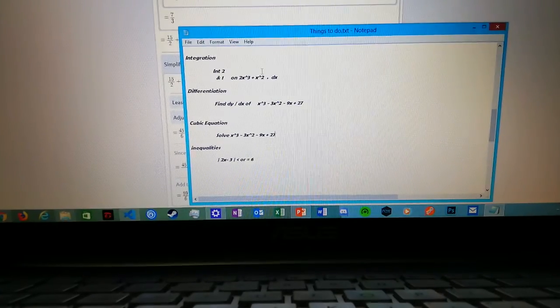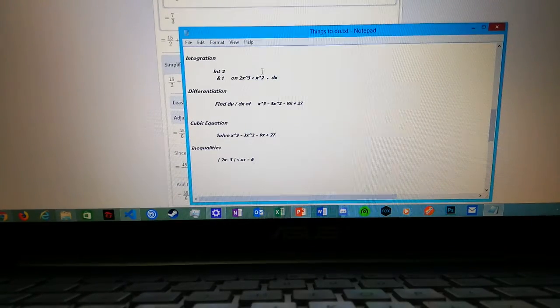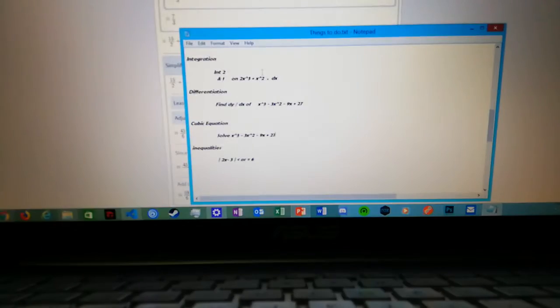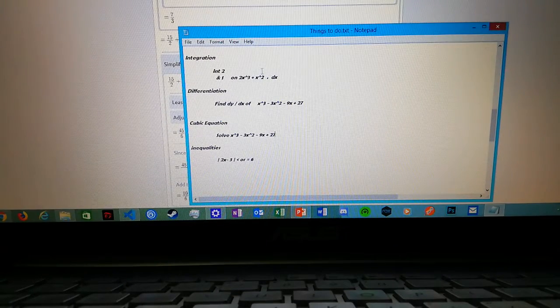Hello, good evening. My name is Mingjin, and today we'll be looking at the 4 different equations for our further mathematics assignment, where I'll be looking at integration, differentiation, cubic equation, as well as inequalities.